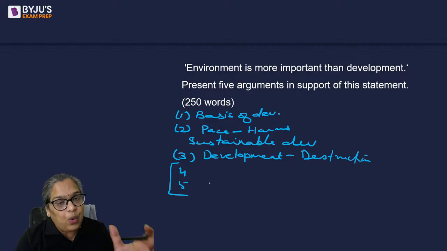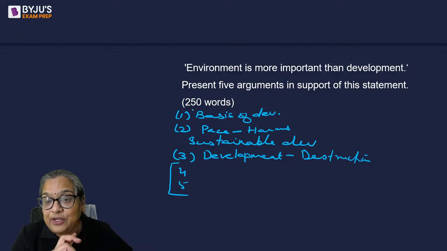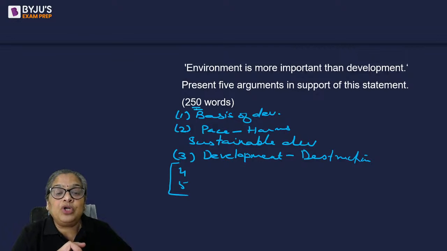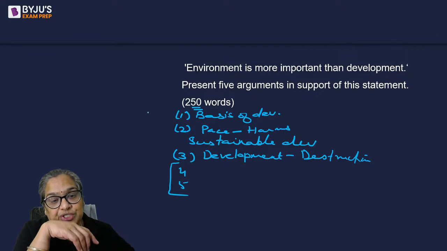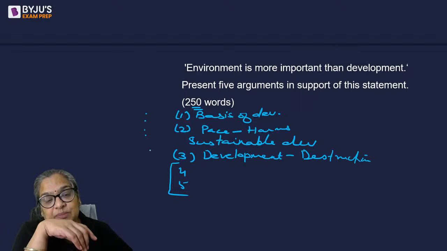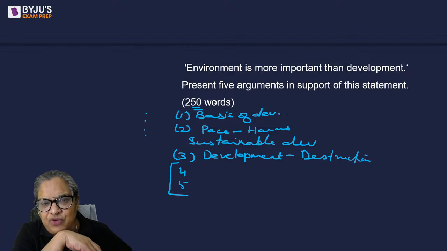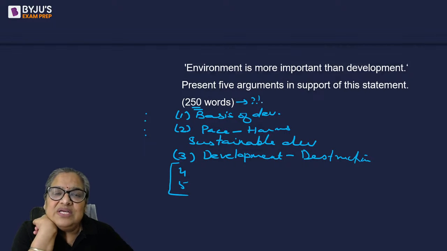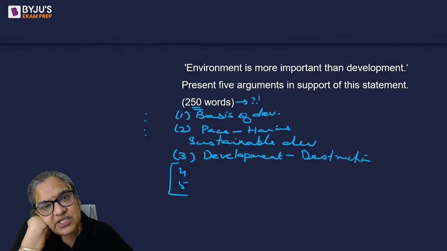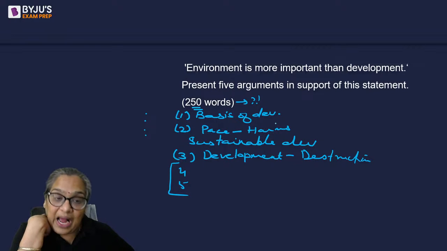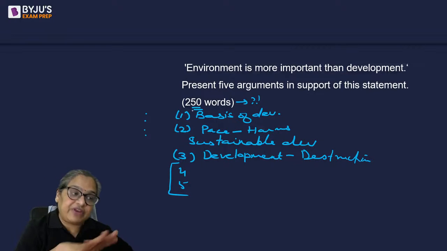Now we've got the outline. You need to build it into an essay. Now, most students ask me one question. Should I give my answers in bullet points? If you give your answer in bullet points, can you sustain yourself for 250 words? You can't. So I assume it's a free flowing essay.